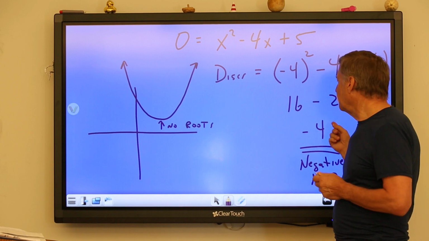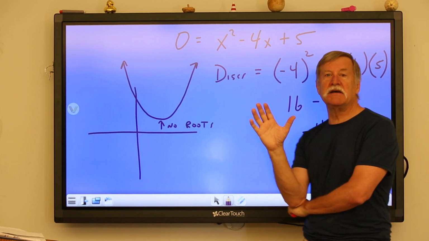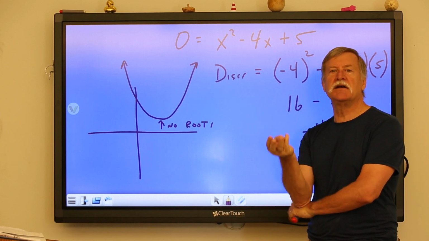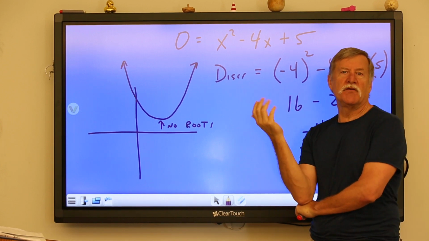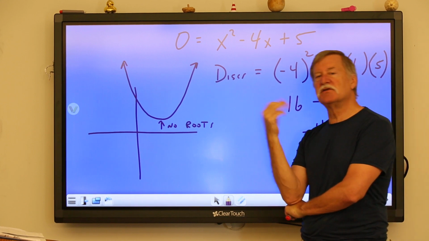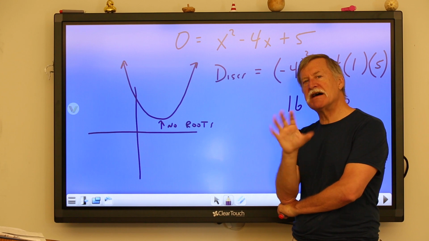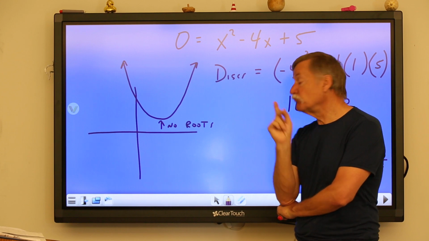Now again, we're just looking at the discriminant as far as is it positive, is it 0, or is it negative? The number itself, 4, 5, 6, minus 3, minus 2, minus 8, we're just looking at the minus, plus, or 0 aspects of this discriminant.